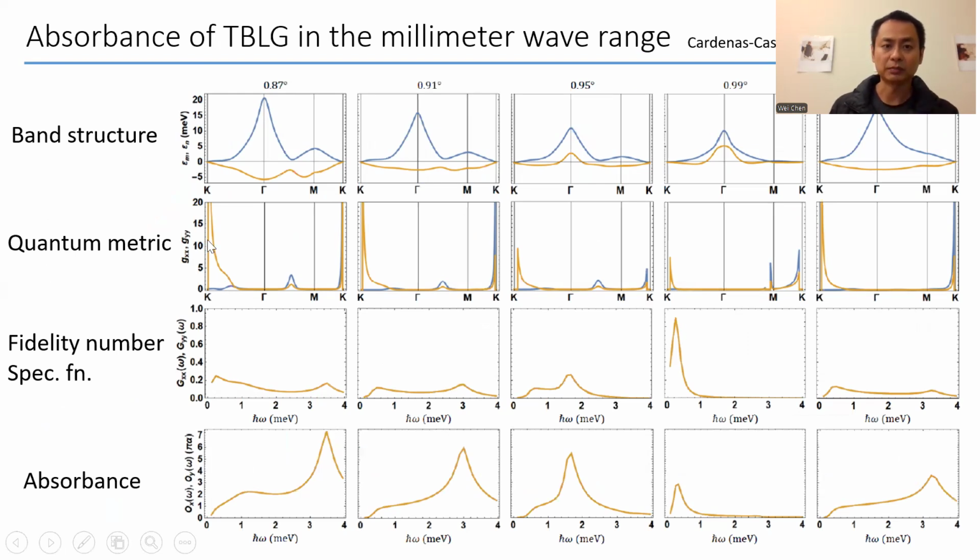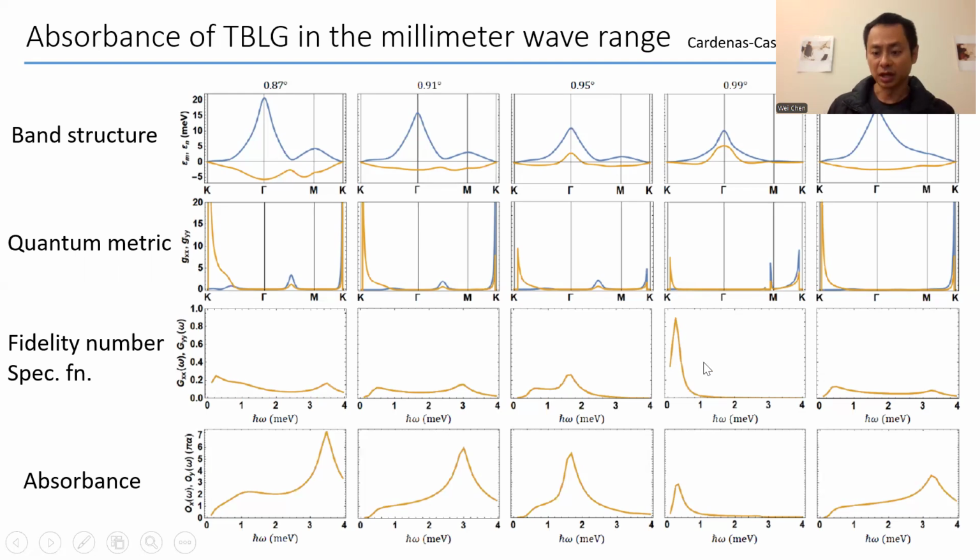And also the quantum metric calculated out of it, and also the fidelity number spectral function, which again, as I said, is kind of like the density of states of this quantum metric. Yeah. And then also the absorbance, which is simply the fidelity number spectral function times the frequency.